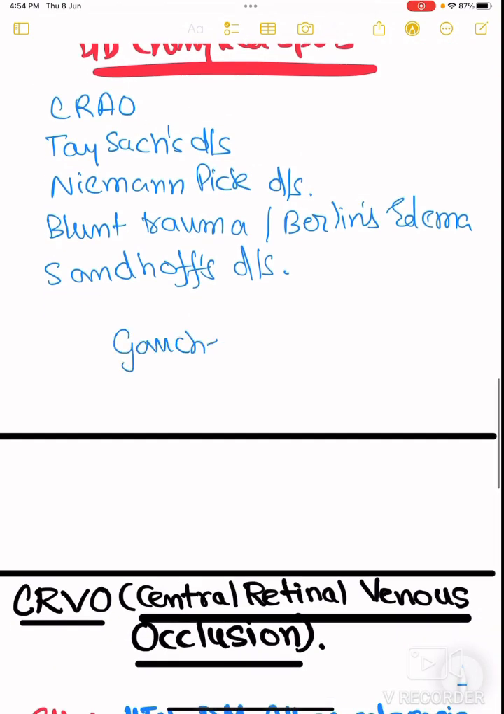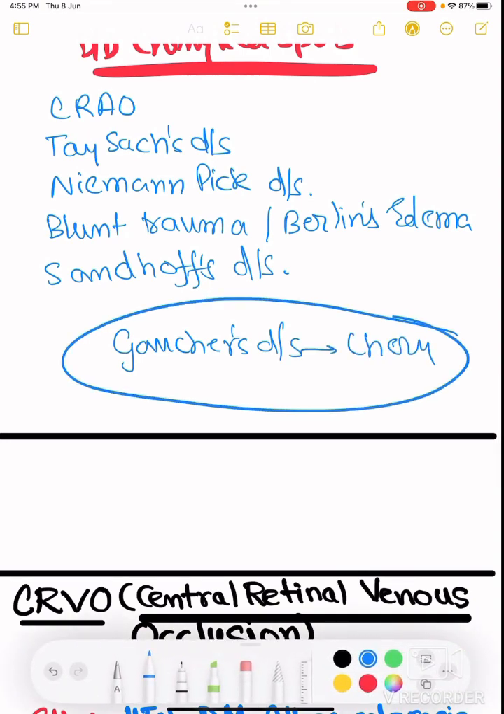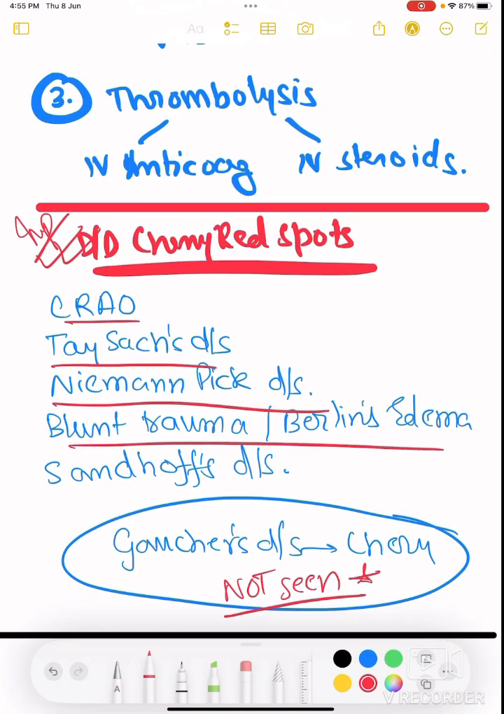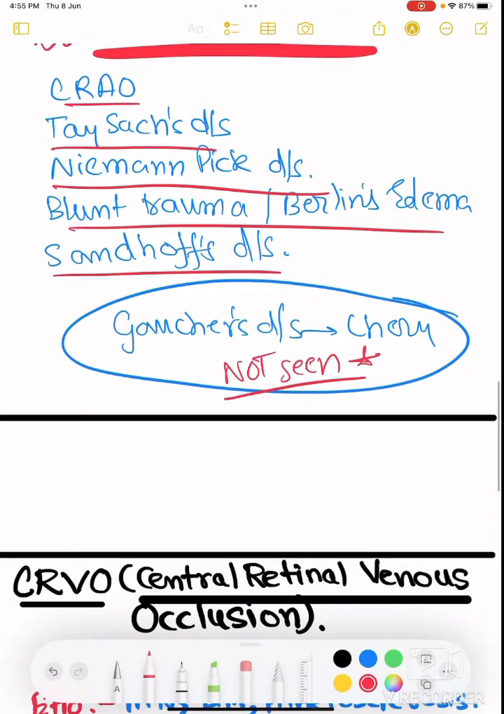In Gaucher's disease, cherry red spot is not seen. It is a very important question and it has been asked in previous years. So this is a very important part. DD of cherry red spot: central retinal artery occlusion, Tay-Sachs disease, Niemann-Pick, blunt trauma or Berlin's edema, Sandhoff's disease. In Gaucher disease, it is not seen. Also in central retinal venous occlusion, it is not seen.